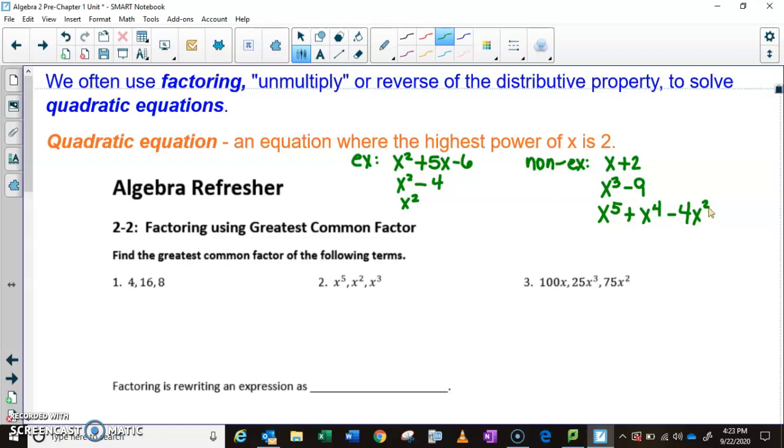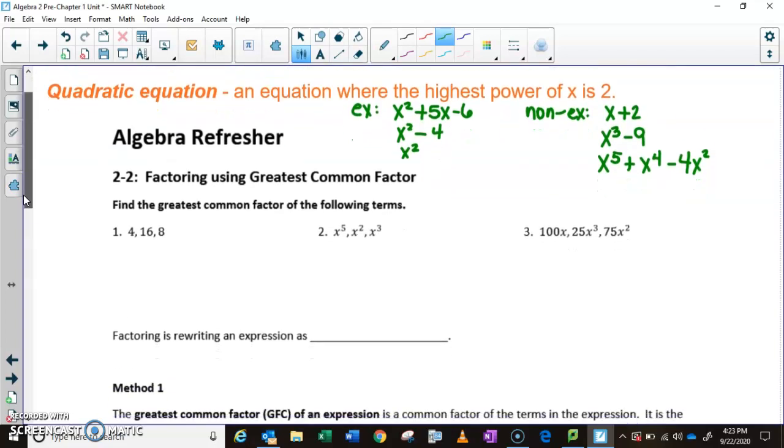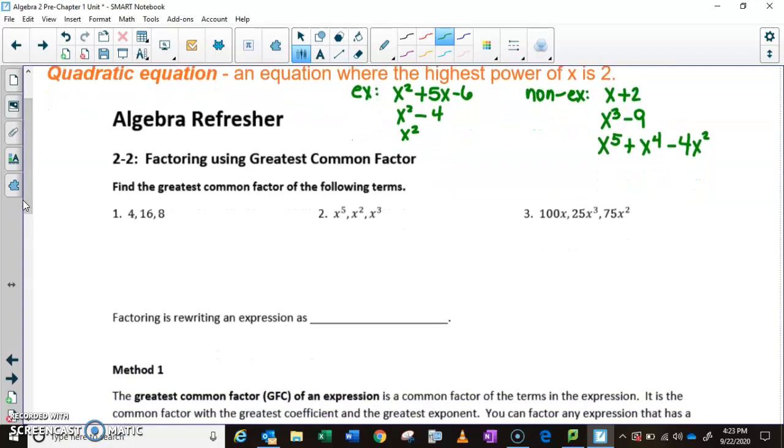So let's talk about this concept of factoring. First, we're going to factor using the concept of a greatest common factor. So think back to junior high, greatest common factor is GCF. So let's first talk about finding a greatest common factor, or a GCF.